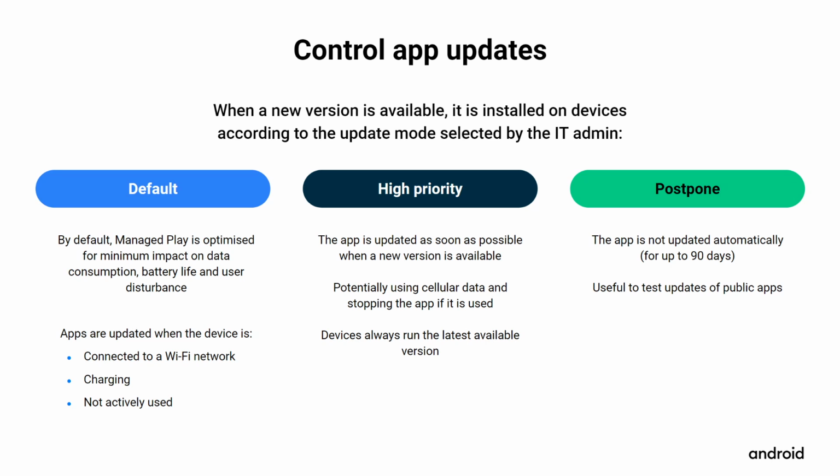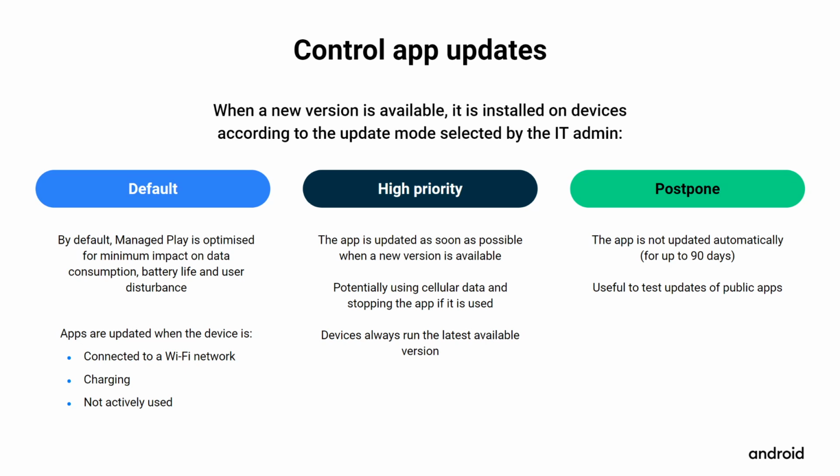This is why later this year, we're introducing two new update modes that you will be able to select from your management console. The first new mode is the high priority mode. So the app is updated as soon as possible when a new version is available. This means the update can use cellular data and can also disturb the user if the user is actively using the app when it's updated. However, it gives you confidence that all the devices in your fleet run the latest available version of the app.